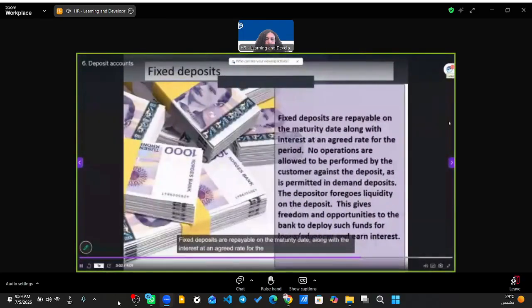Fixed deposits are repayable on the maturity date along with the interest at an agreed rate for the period. No operations are allowed to be performed by the customer against the deposit as it is permitted in demand deposits. The depositor forgoes liquidity on the deposit. This gives freedom and opportunities to the bank to deploy such funds for loans or advances and earn interest.